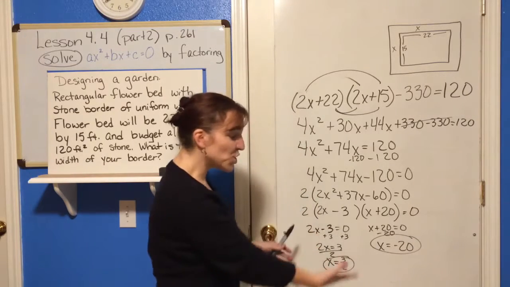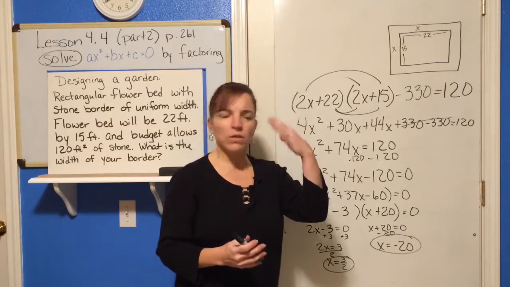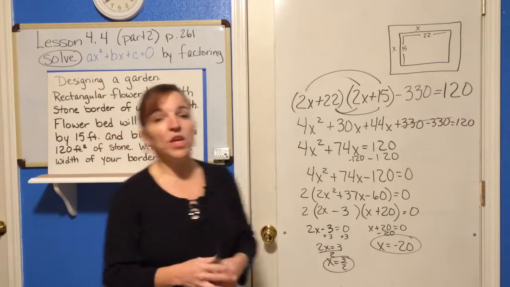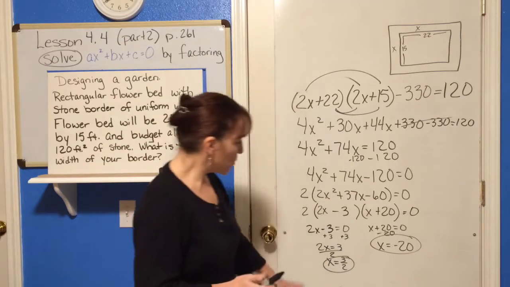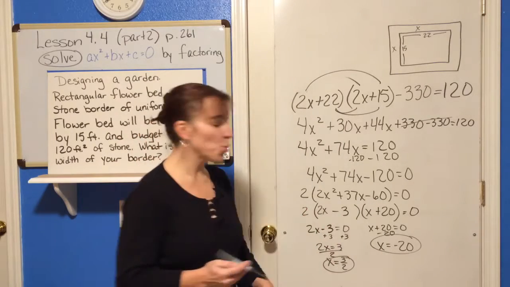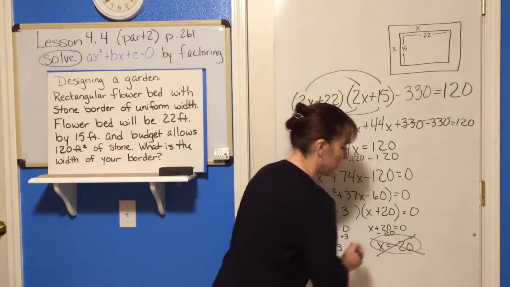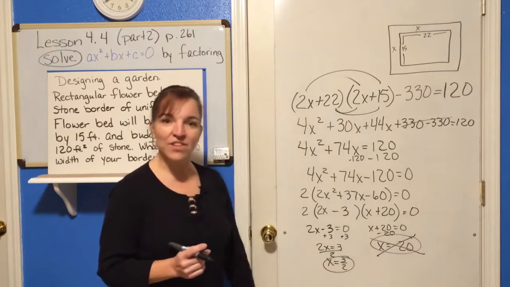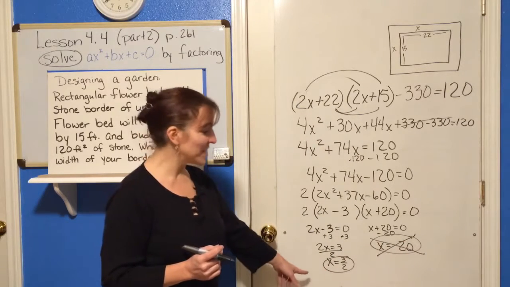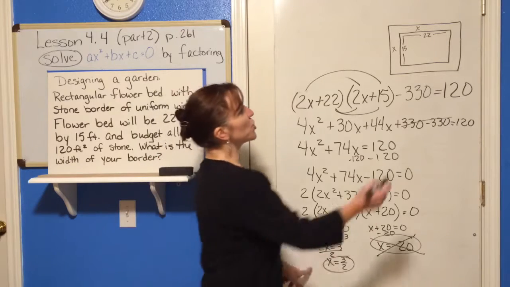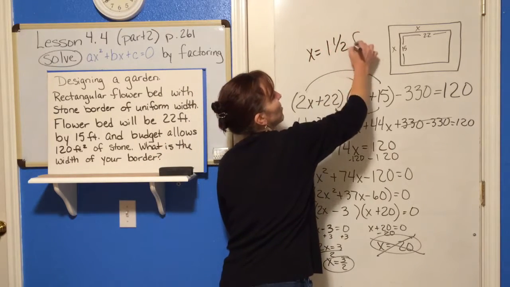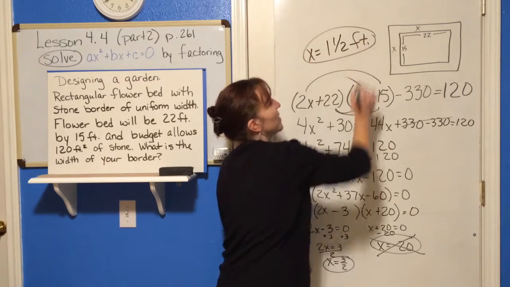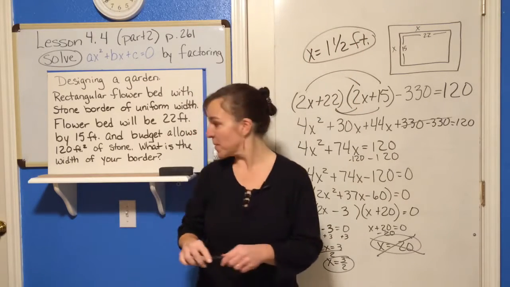Now remember, this is a word problem. So now that we have answers, we've got to make them real and put them into the problem. The problem said, what is the width of your border? Well, we either have 3/2 or negative 20. A border cannot be negative. So we know that 3/2 is going to be our border, and 3/2 is actually 1.5. So x is 1.5. 1.5 feet is how large our border is.